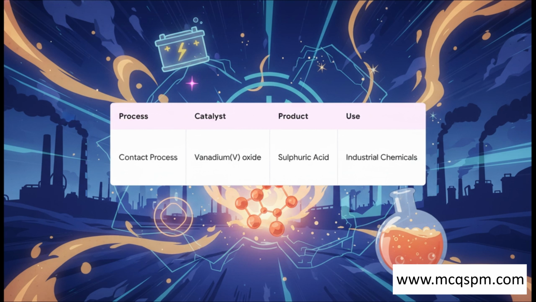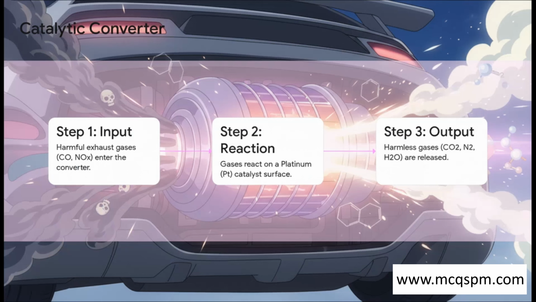And then you've got the contact process. This one uses vanadium(V) oxide as a catalyst to produce sulfuric acid. Sulfuric acid is a massive deal in modern industry. It's used to make everything from car batteries to detergents. You can even find a critical catalyst right inside your family's car. The catalytic converter uses precious metals, like platinum, to instantly change toxic exhaust fumes into harmless gases like carbon dioxide, nitrogen, and water vapor. Pretty cool, right?